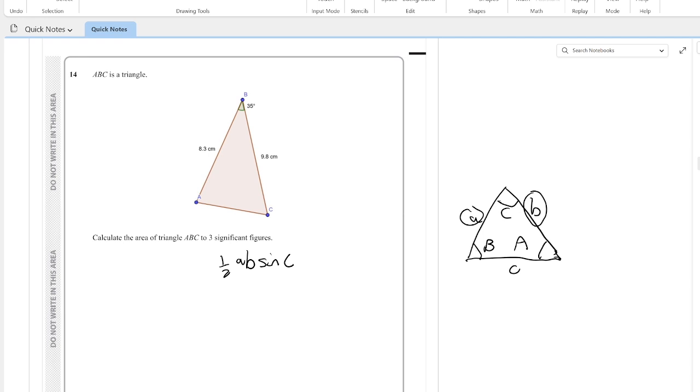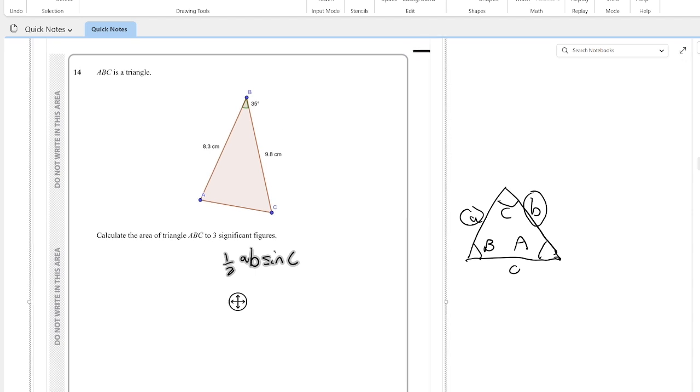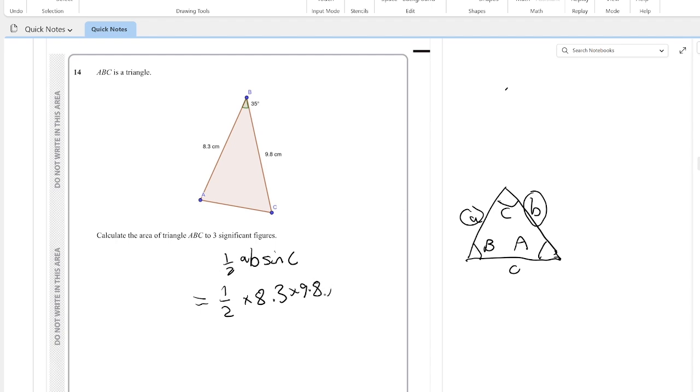So in this case, we're given 8.3 and 9.8, and the angle in between them is 35. So this is simply equal to a half times 8.3 times 9.8 times sine 35. And you can use a calculator to work this out, and this comes out to 23.3 centimeters squared.